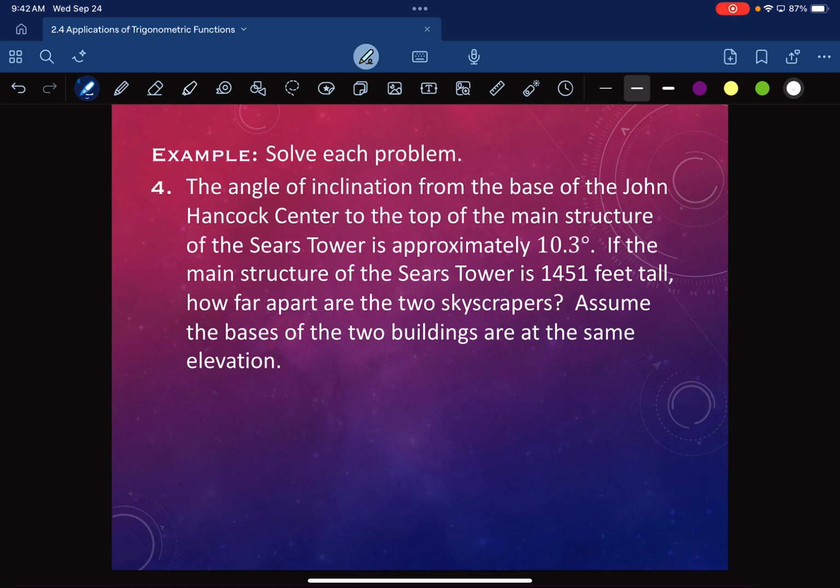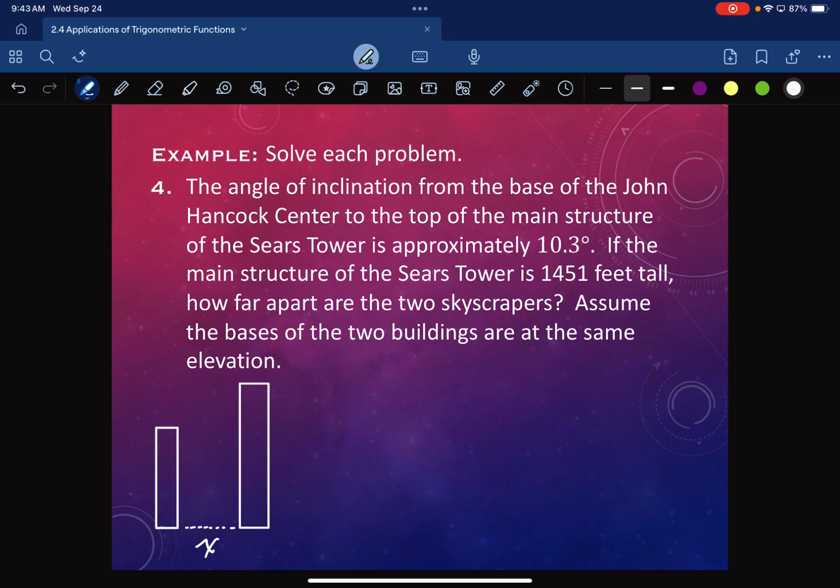So it tells us that there's 2 skyscrapers. So this is one of my skyscrapers, okay? And then there's one that's next to it, like that. And they're at some sort of distance apart. And that's what I'm looking for. Okay, so it says that the angle of inclination, so inclination means incline. It's the same thing as angle of elevation, okay?